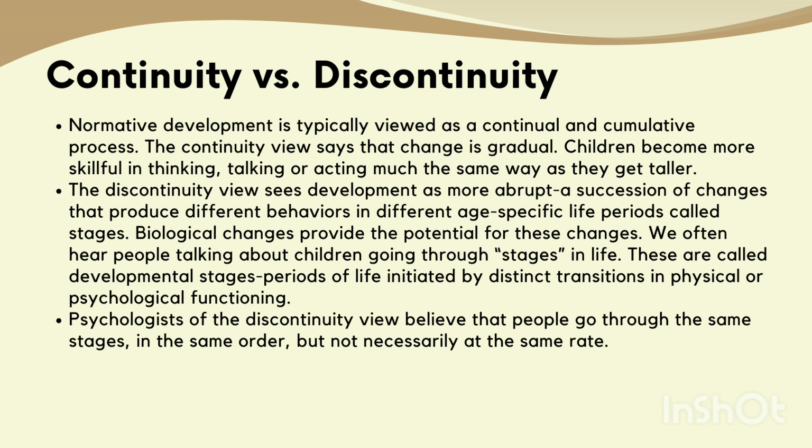The continuity view says that change is gradual. Children become more skillful in thinking, talking, or acting much the same way as they get taller. The discontinuity view sees development as more abrupt, a succession of changes that produce different behaviors in different age-specific life periods called stages. Biological changes provide the potential for these changes.